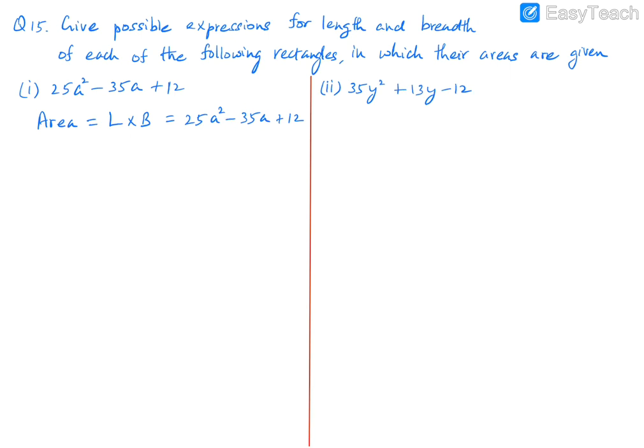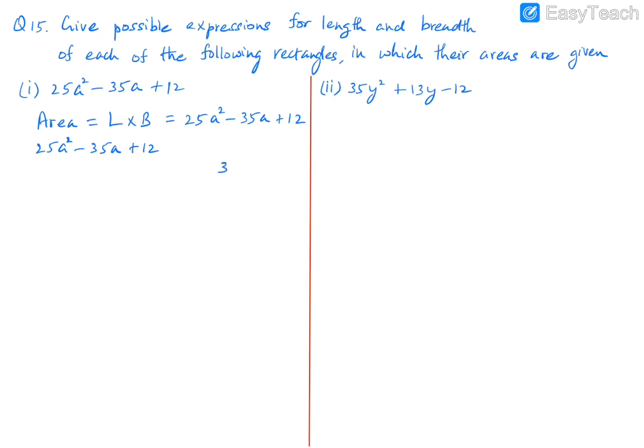So we have our expression 25a square minus 35a plus 12 here. Okay, so that's plus 12. So we need to choose two numbers. That means we need to split the middle term in such a way that the sum of the two numbers is minus 35 and the product is 25 into 12. So 25 into 12 is 300.